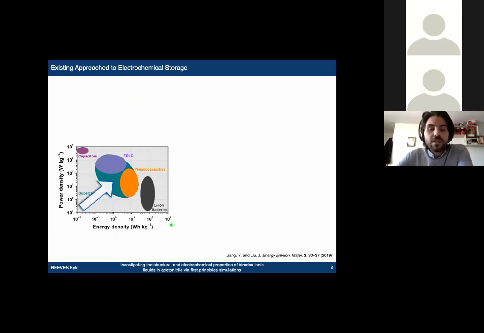So some context is, if we're interested in exploring and identifying new materials for electrochemical energy storage, we have to think about the ways in which that's done. Here on the bottom right, we can imagine batteries as a way to store energy, one that has high energy density and perhaps lower power density. Energy density is the amount of energy you can imagine per mass unit of the material, and power density is sort of the rate at which that can be expelled.